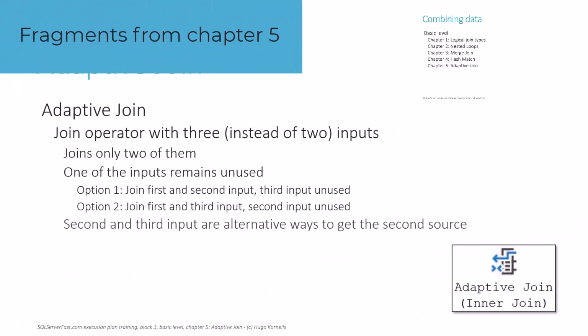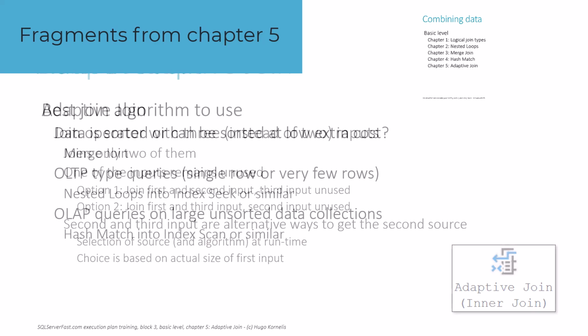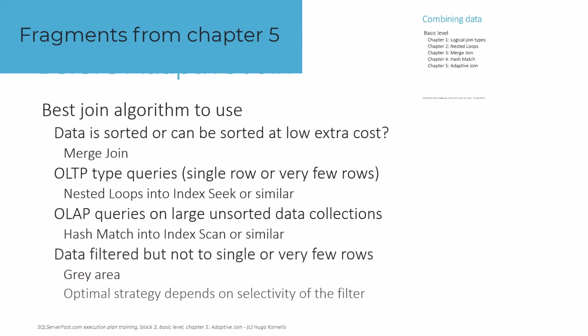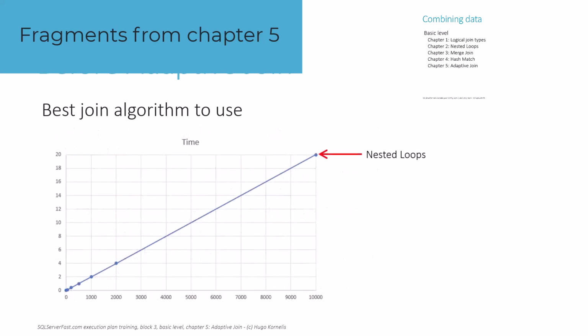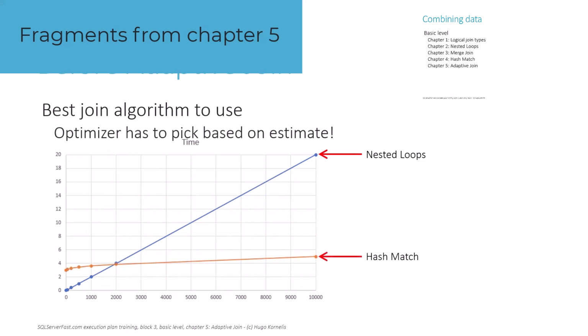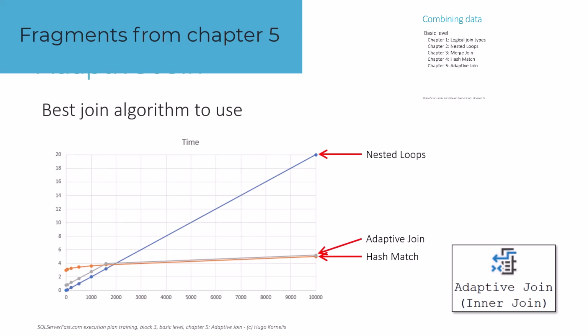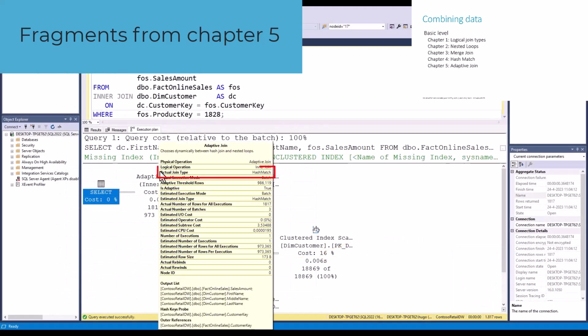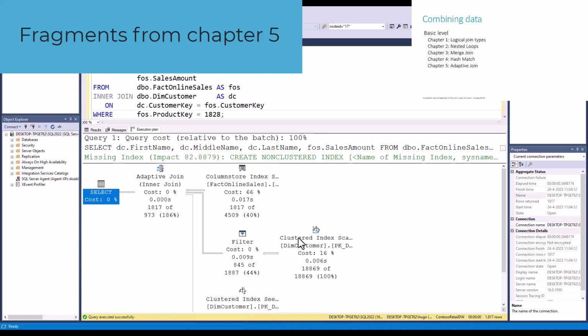In Chapter 5 you will learn about the adaptive join operator. This operator is only available in SQL Server 2017 and up, and only in execution plans that use batch mode. The optimizer typically chooses this operator when it can come up with two alternative execution plans, one based on a nested loops and one that uses Hash Match.